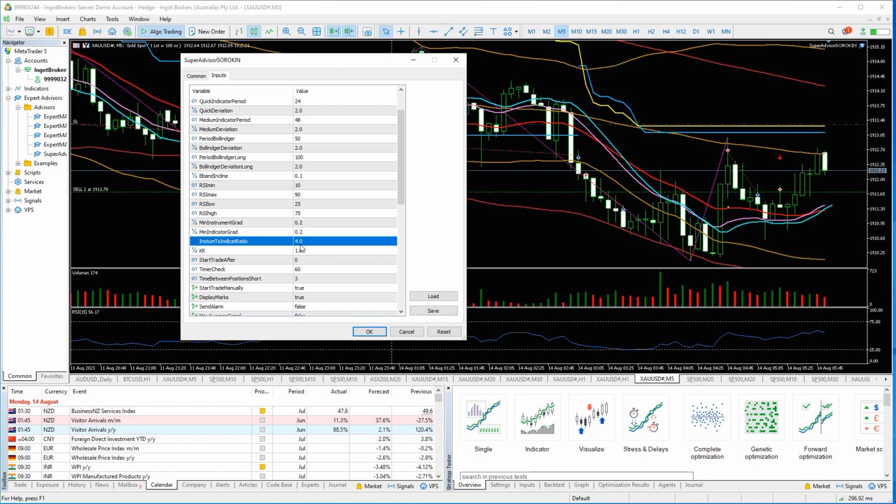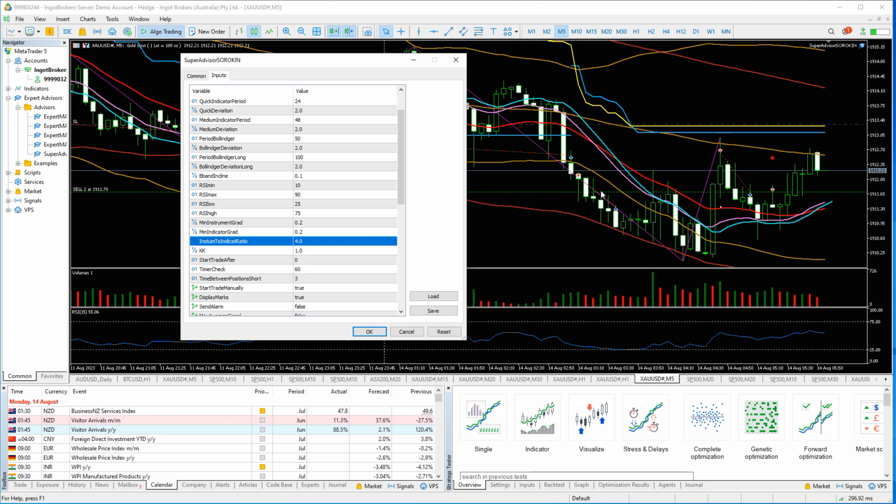And this is the proportion between the difference in incline of the instrument, or price, and the proportion between its RSI. So it's 4.0, for example, or it means a minimum of 2. And KK, this is the indicator.